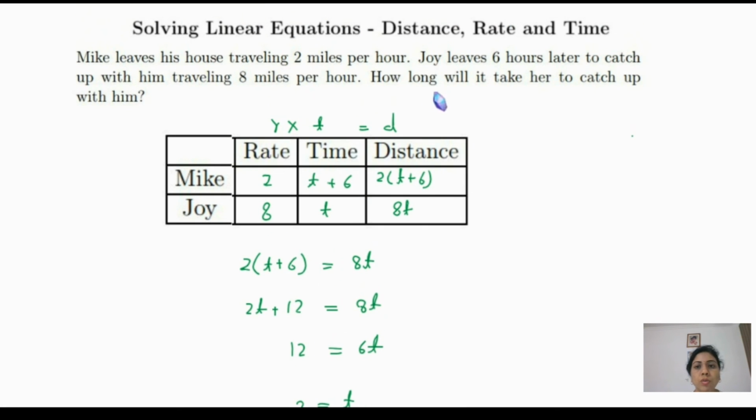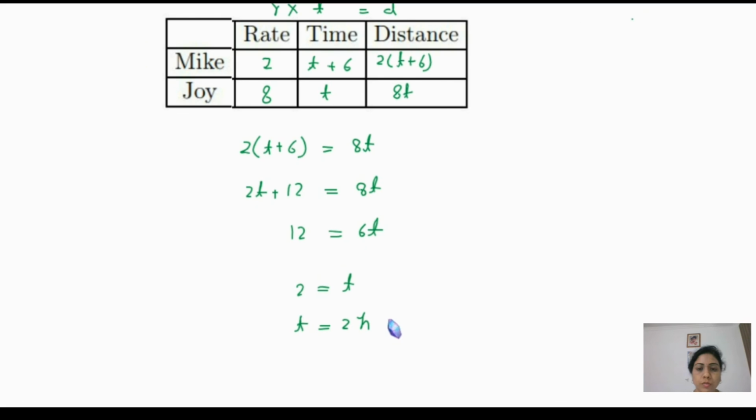Here it says, how long will it take her to catch up with him? So after 2 hours, this is our answer.